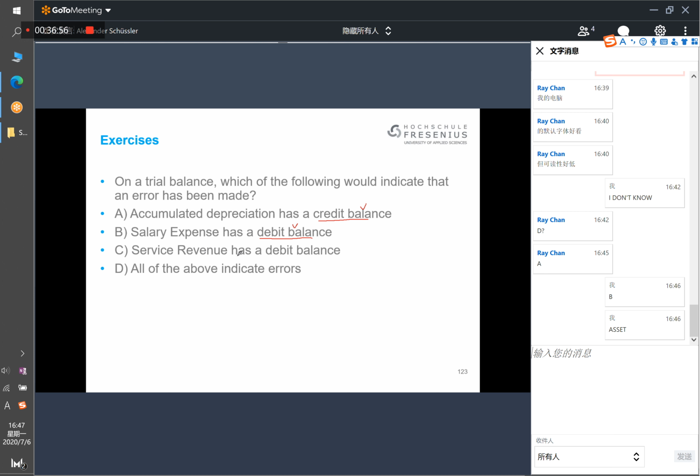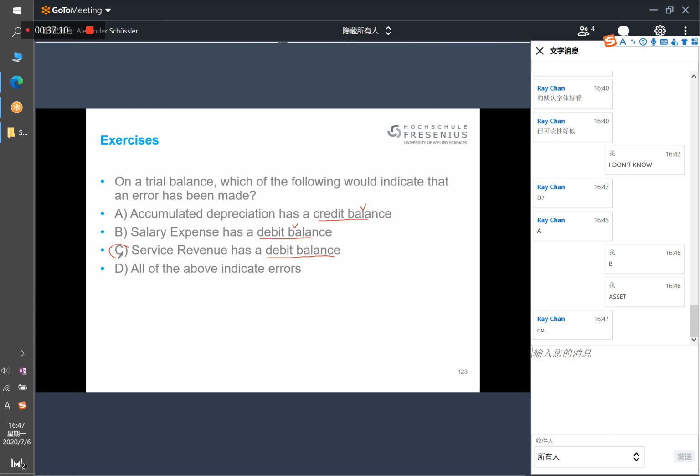C, service revenue has a debit balance. Is this correct? Think about it. If you're talking about revenue, Ray Chan says no, which is true. So if service revenue has a debit balance, then an error has been made, because revenues do not have debit balances.